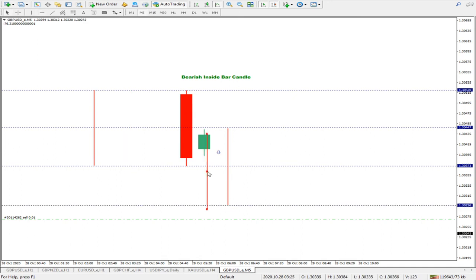Then the next take profit should be based on this high, so from this point up to this level. You can see we had the first take profit, the next take profit, and then the last take profit, which is at this price here. In all these cases, your stop loss needs to be fixed at the high of this candle.